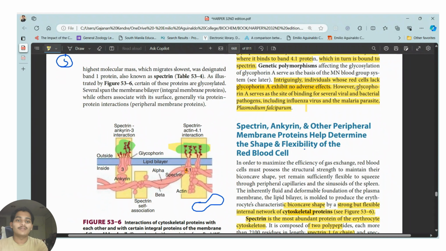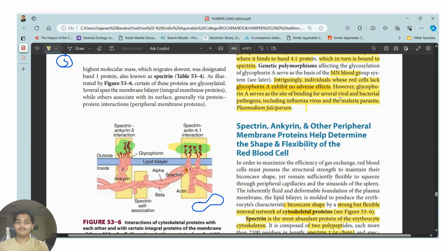Then genetic polymorphism is the case in which the RBC or glycophorin A fails the glycosylation of the glycophorins, which is an important basis in the MN blood grouping system. There are about 30 various blood grouping systems present, in which the MN system, the ABO system, and the RH system are the three effective and major systems of blood grouping.